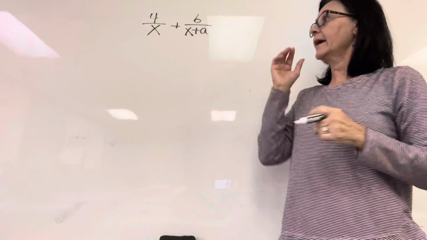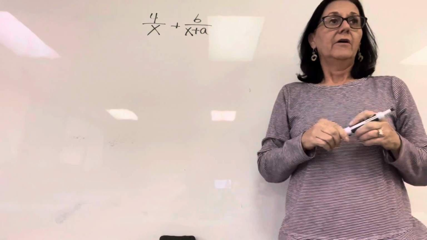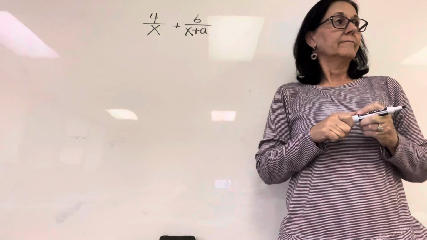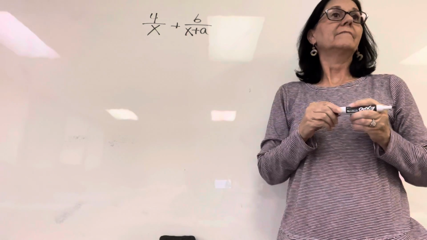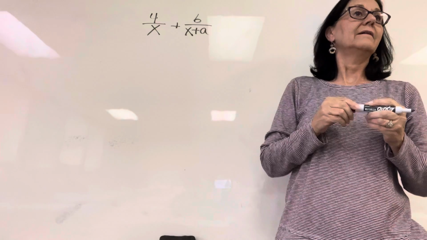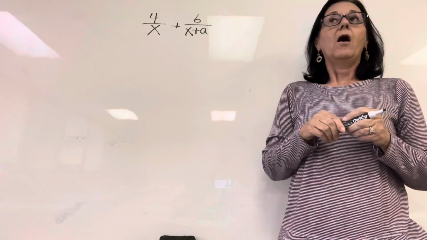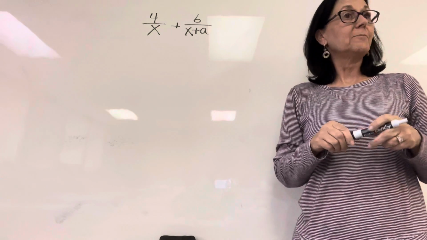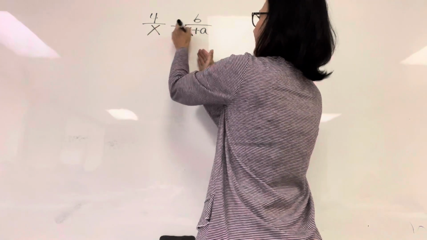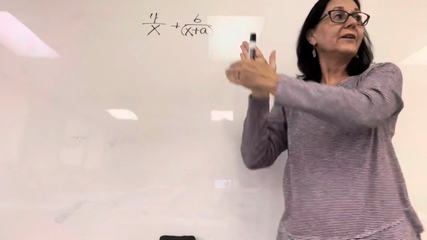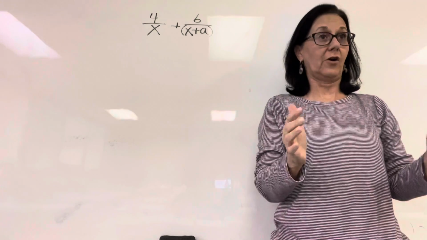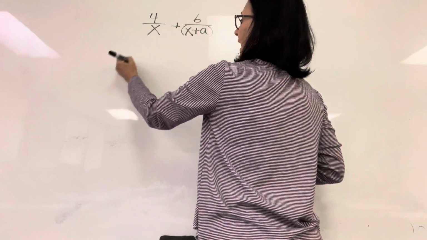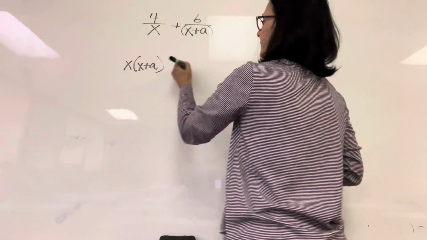So what would be my common denominator for these two terms? Yes, Abby? It would be x squared plus xa. Okay. The x on the outside, so just x times x plus a. You take this term and you view that binomial as a single term. Got it? So my denominator is going to be x times x plus a on both sides.